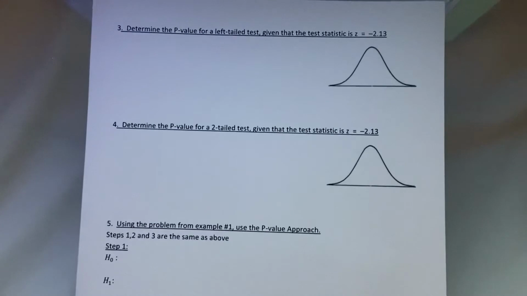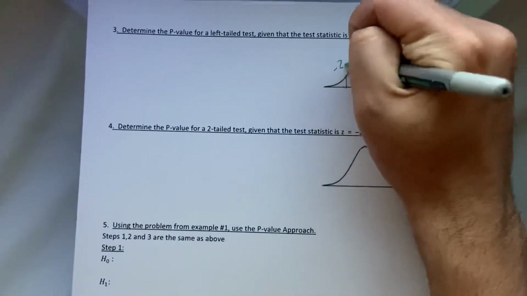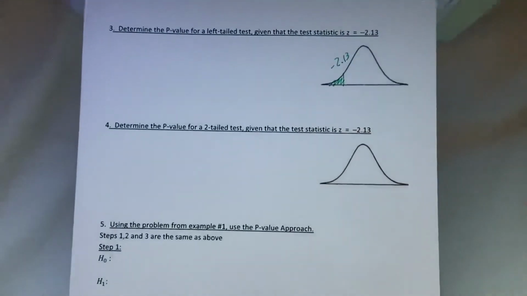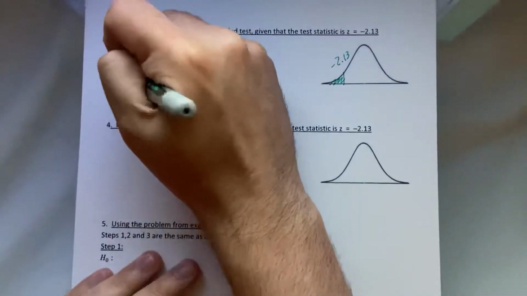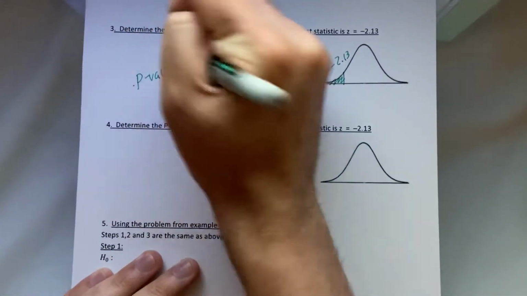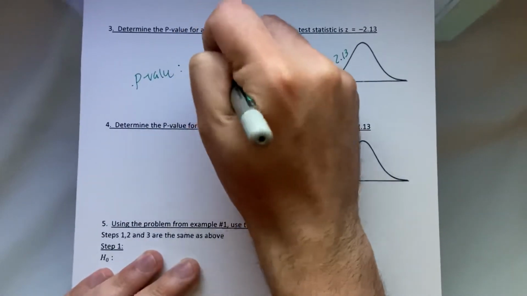Determine the p-value for a left-tailed test given the test statistic is negative 2.13. All they're really asking is, this is negative 2.13. Go to your z-table and find negative 2.13 and tell me what the p-value is. So if you do that, you get it's 0.0166.